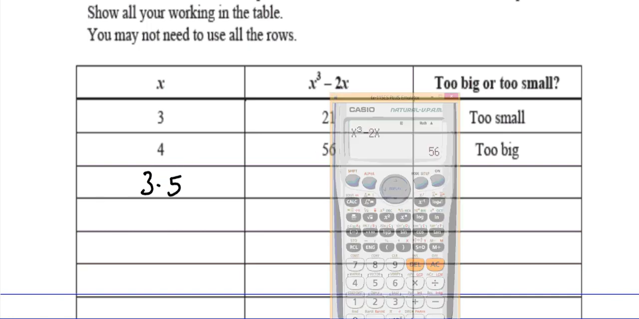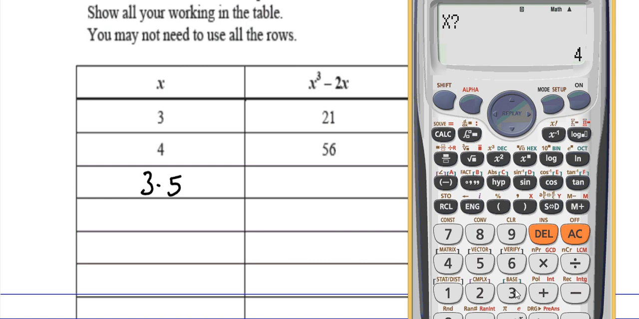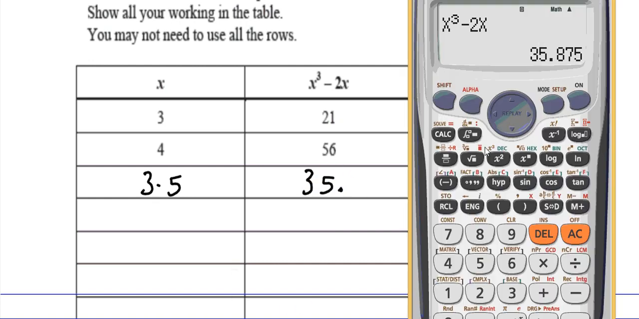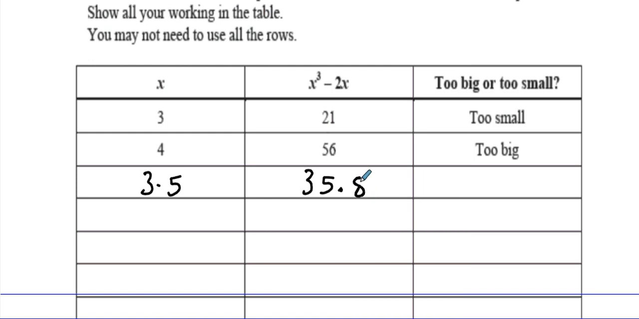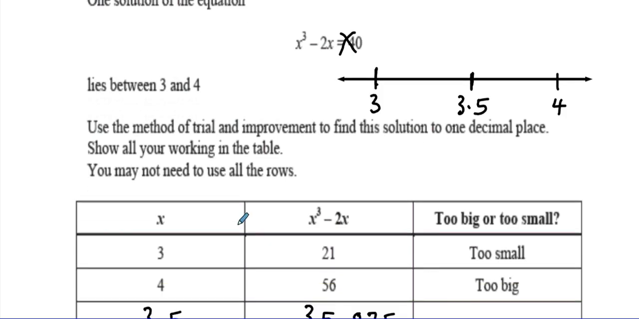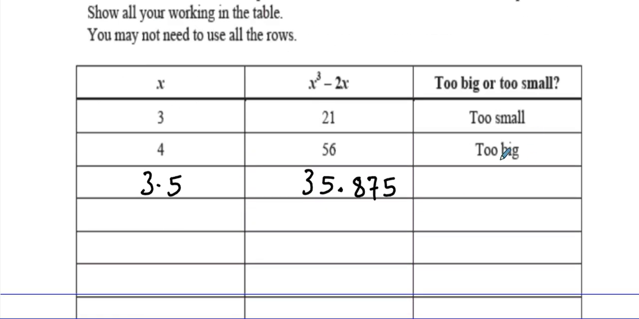Now try 3.5 in your calculator and see the number you are getting. So we are getting 35.875. And when you compare with 40, you find that that is too small. So you write here too small. Okay, now since it's too small, we have to go higher than 3.5, and this is 3.6.